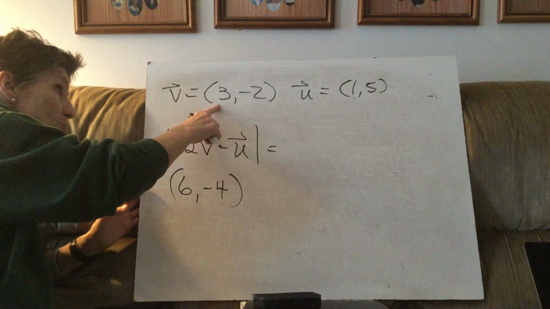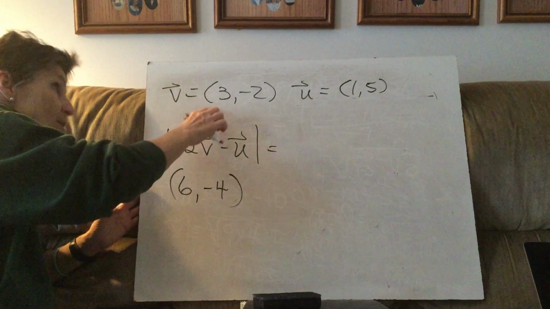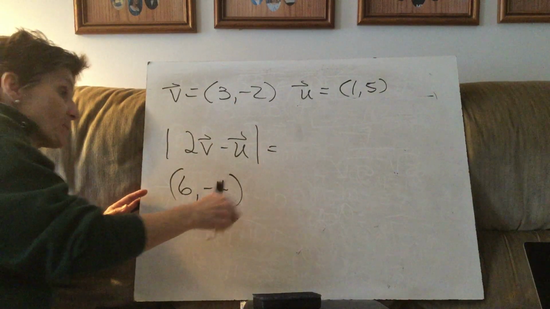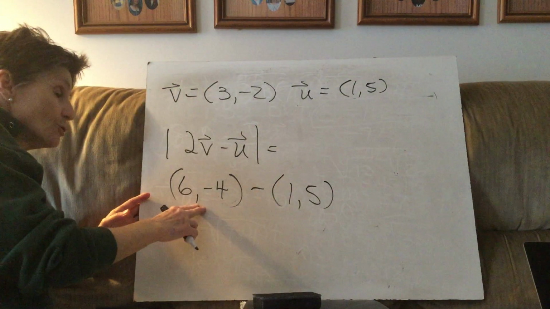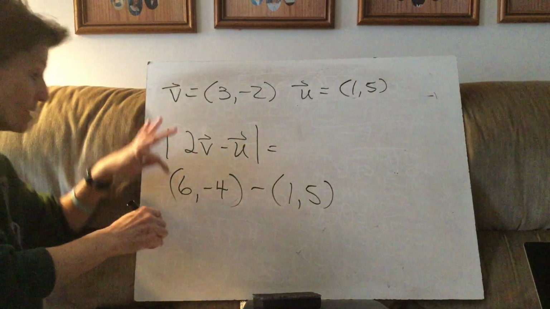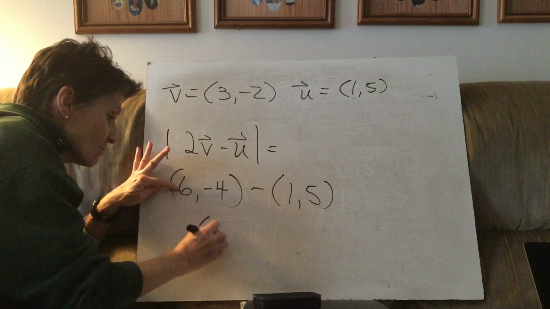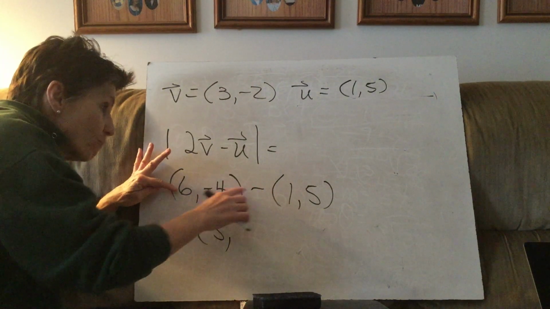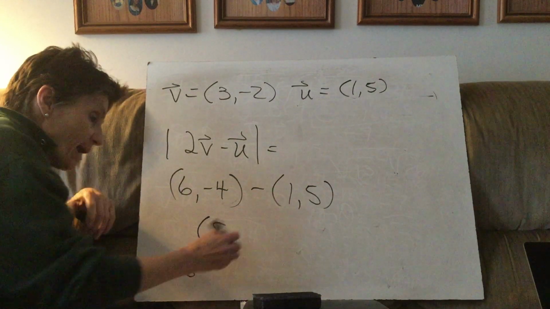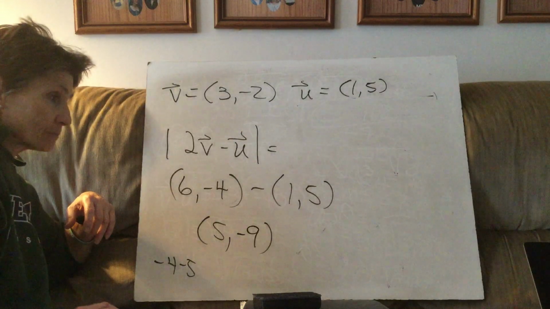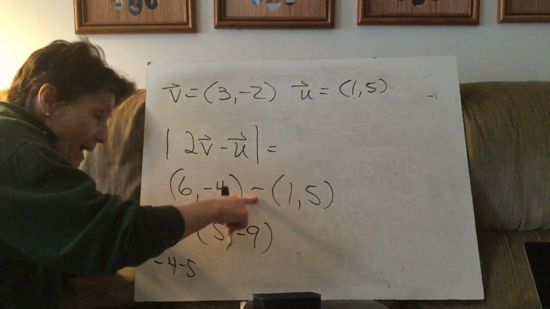Remember, when you do 2 times, you take the vector, you take 2 times each piece. We're going to subtract u. So we're going to figure out what this is. This is 2v minus u. So 6 minus 1 is 5. Negative 4 minus 5 is negative 9. Negative 4 minus a 5.